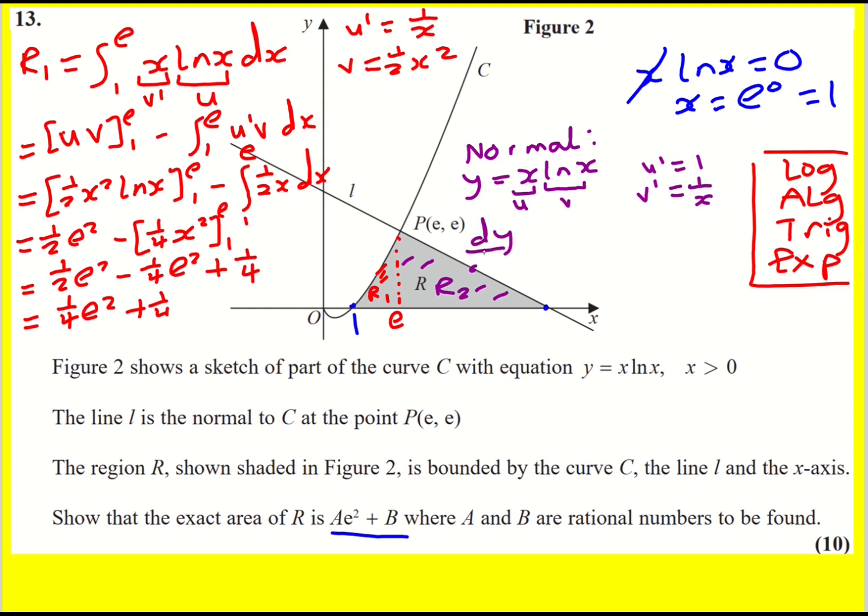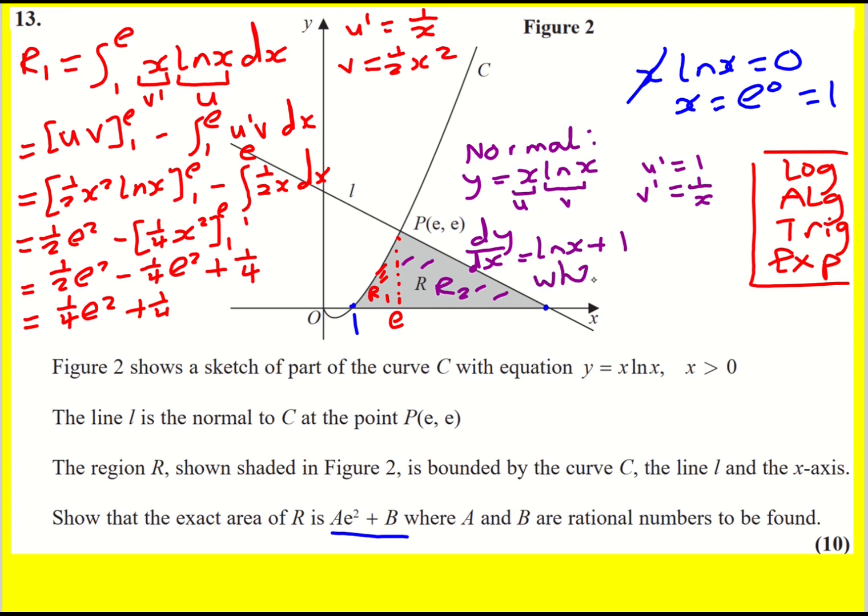So dy by dx is u dash v, so that's ln x, plus u v dash, that's x times 1 over x. So I just get ln x plus 1. The other way to do it is just to say it's going to be x times the derivative of ln x, that's 1 over x, plus the derivative of x times ln x, that's our ln x.